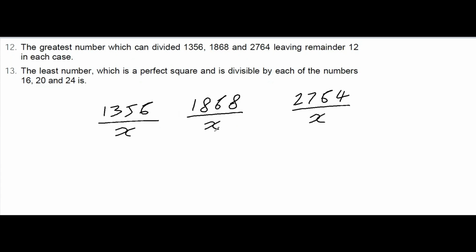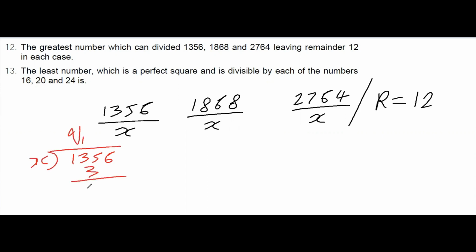So this is divided by these three numbers, and each time it is giving remainder 12, leaving remainder 12 in each case. So you need to find the greatest number. For that, again the same concept. The concept says this is your dividend, so I will write 1356 as your dividend. This x is your divisor. You will get some quotient and the remainder will be 12.